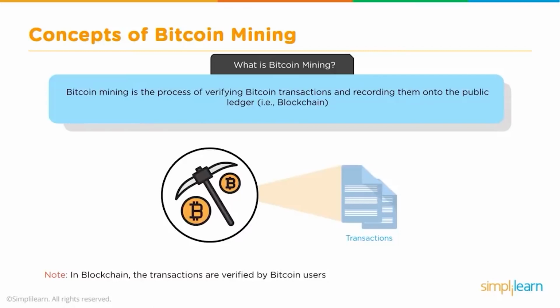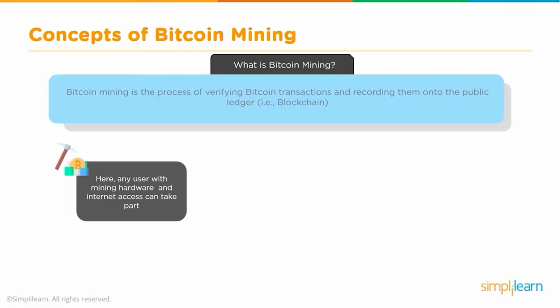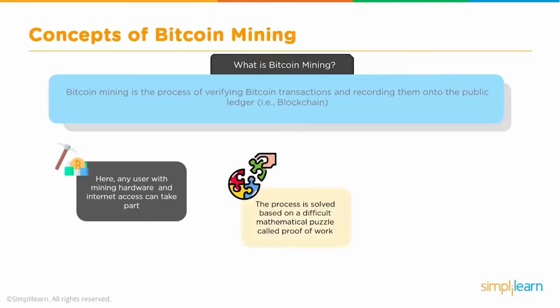But the point to be highlighted is that there is nothing like a centralized body, as in the case of legacy transactions where we used to be dependent on a regulatory or governing body or a bank to make our transactions go through. Now in Bitcoin, any user with mining hardware and internet access can take part. That kind of computer can be a participant and contribute to the mining community. The process is based on solving a difficult mathematical puzzle called proof of work.